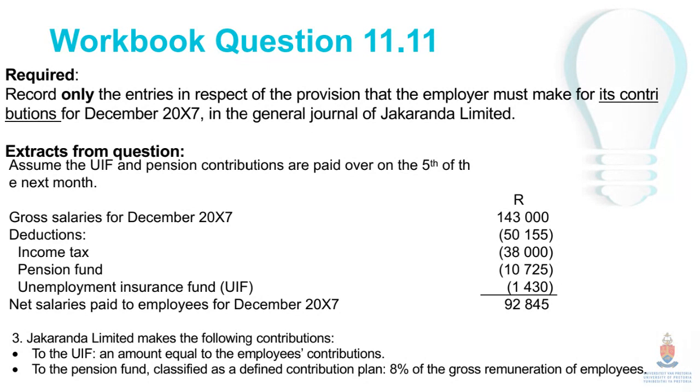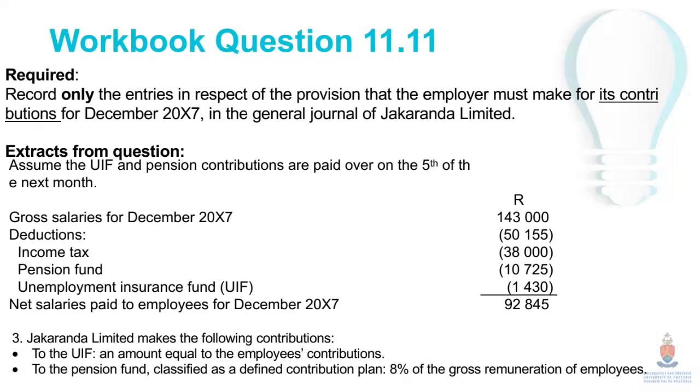Then it tells us the deductions. We've got income tax, pension fund deductions and UIF, and then finally the net salaries. Okay, now fast forward to point number 3. Let's go down the page on page 146 to point number 3, and we just want to read this part that relates to part A. So let's read and see what they're trying to tell us.